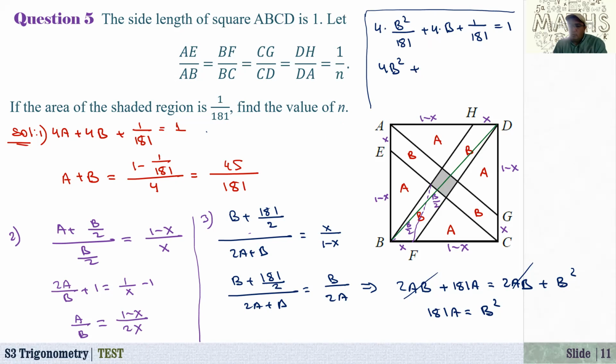times 181, 4 times 181, that's equal to 724b. And here we have multiplied by 181, it is 1. Take to the right hand side, 181. So here we have minus 180. That's equal to 0. Now we have a quadratic equation. By solving this, we can get b. If we know b, we can get a. And using the ratio, we can find a.